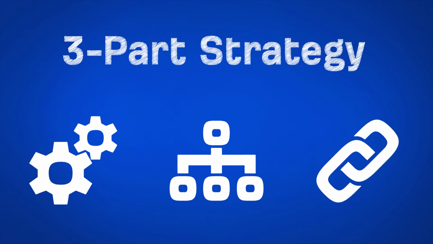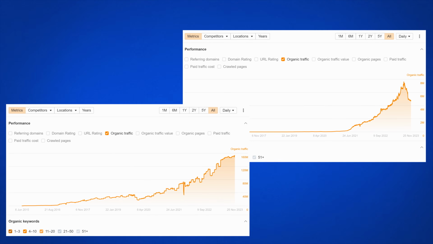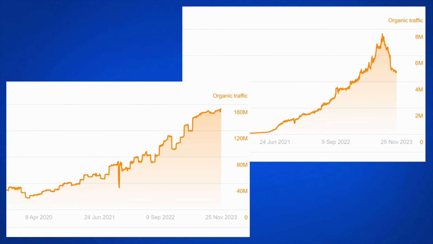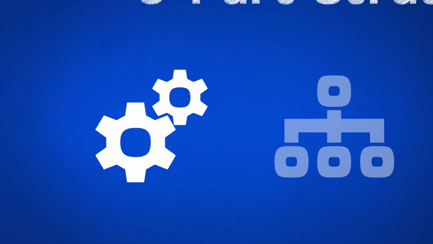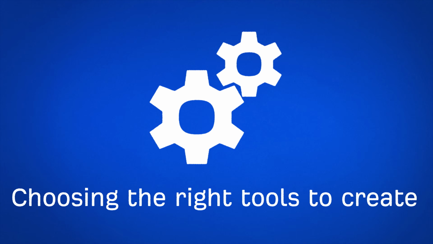But here's the thing, no matter how useful your tools are, they won't reach their full traffic potential unless you carefully follow a proven three-part strategy. And this strategy is responsible for possibly two of the greatest organic traffic growth stories ever. And it all begins at part one, choosing the right tools to create.